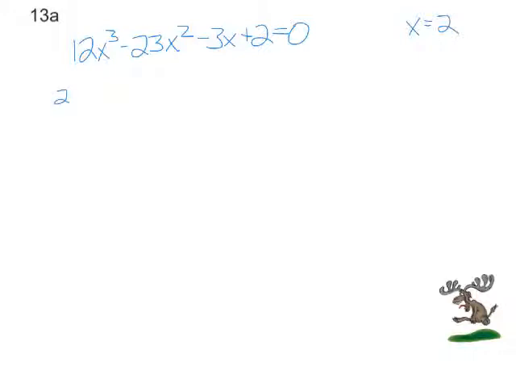Right, in 13a we are given a polynomial of degree 3, and we're also told that it has a solution of x equals 2. And we're asked to find all the other solutions. Because it has a solution of 2, we know that it's divisible by x minus 2. So we'll go ahead and do synthetic division to divide out that x minus 2.